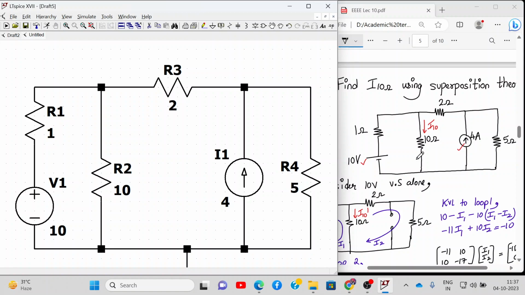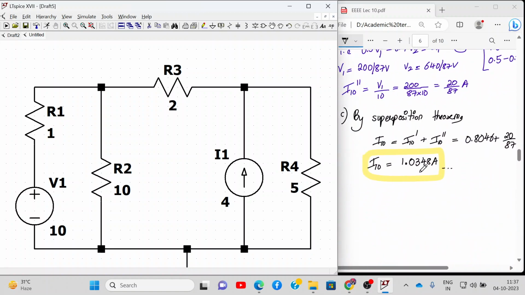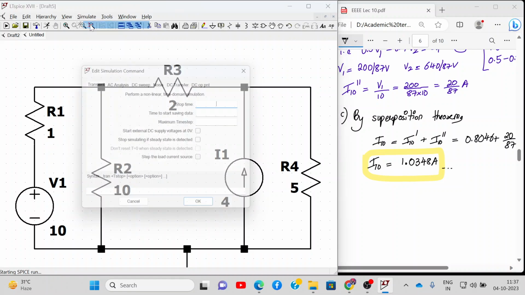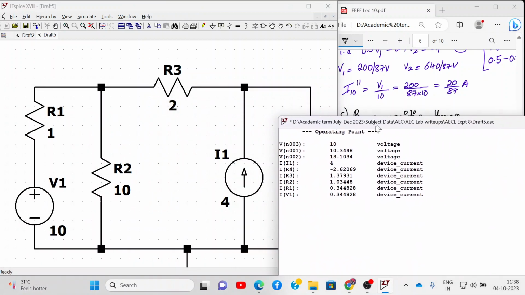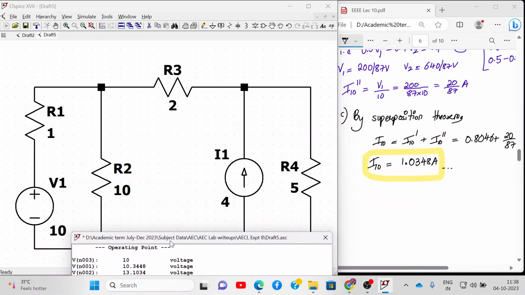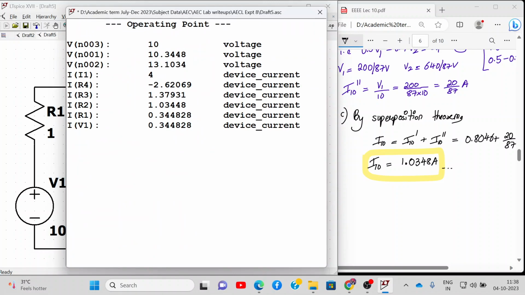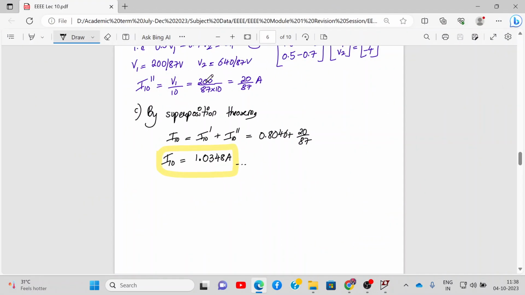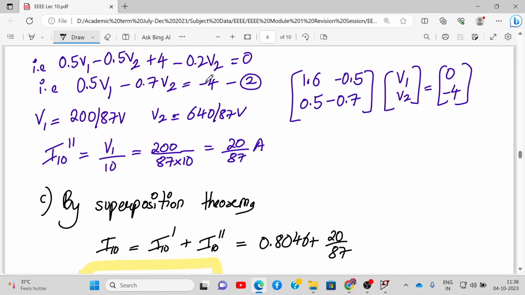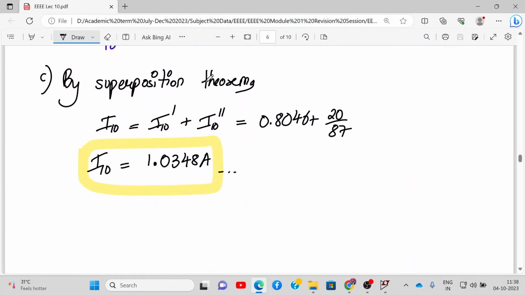And what I want is the current flowing through the 10 ohm resistance by superposition theorem. It's coming out to be 1.03. So let's check it out. The current flowing through the 10 ohm resistance will be I of R2, and as we can cross check over here, it's 1.03448. So we got 1.0348. That's absolutely fine. It's matching up to 3 digits. In this fashion, we can check any linear numerical consisting of resistors, voltage sources and current sources in any combination using LTspice.